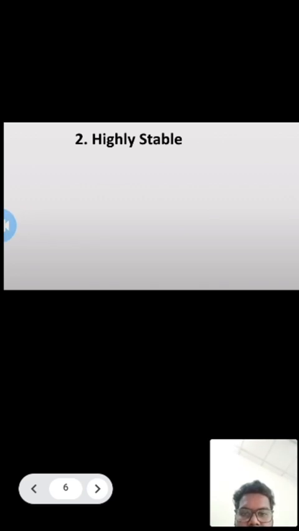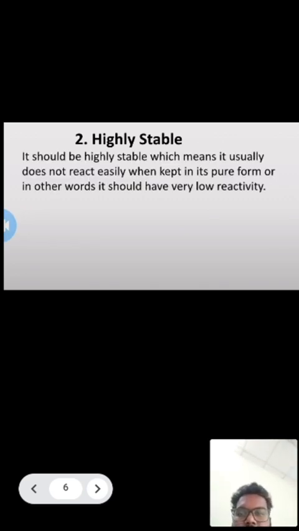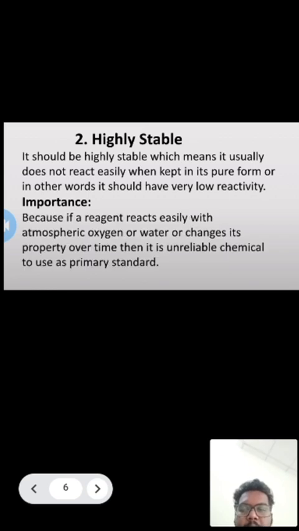Next property is high stability. It should be highly stable, which means it usually does not react easily when kept in its pure form; in other words, it should have very low reactivity. Why is this important? If a reagent reacts easily with atmospheric oxygen or water, or changes its properties over time, then it is an unreliable chemical to use as a primary standard.